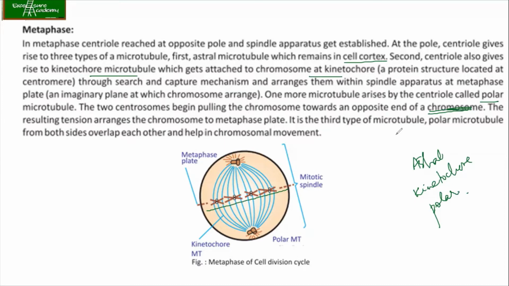It is the third type of microtubule, that is the polar microtubule. From both sides they overlap each other and help in the chromosome movement. So this also we have discussed in the previous lecture, like how astral and the polar microtubules are helping in the separation. I hope everyone remembers.